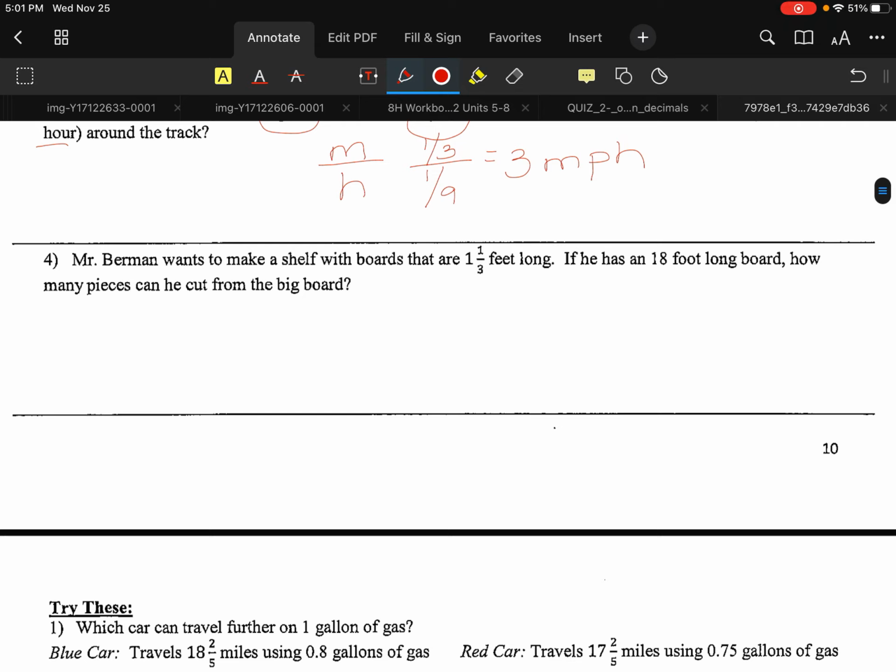Number 4, Mr. Berman wants to make a shelf with boards that are 1 1/3 feet long. He has an 18-foot long board. How many pieces can he cut from the big board? So we want to take the big board, which is 18 feet long, and divide it into pieces that are 1 1/3 feet each. So we're taking the total of 18 and cutting it up into 1 1/3 size pieces. So 18 divided by 1 1/3.